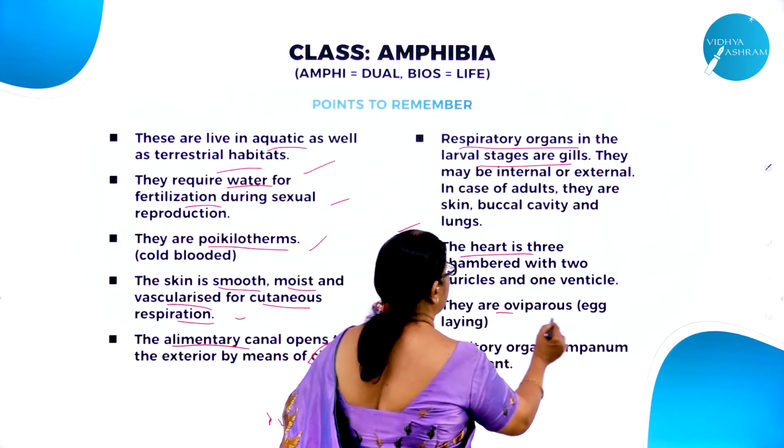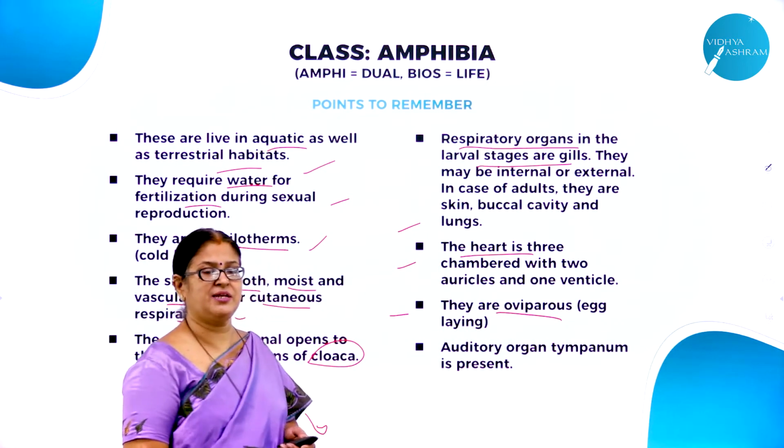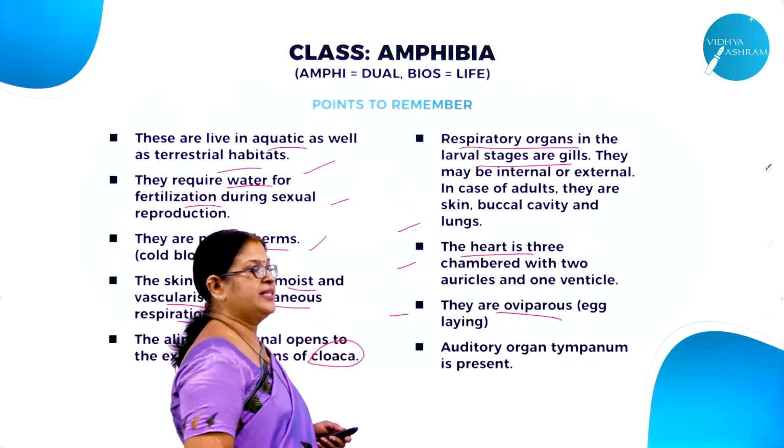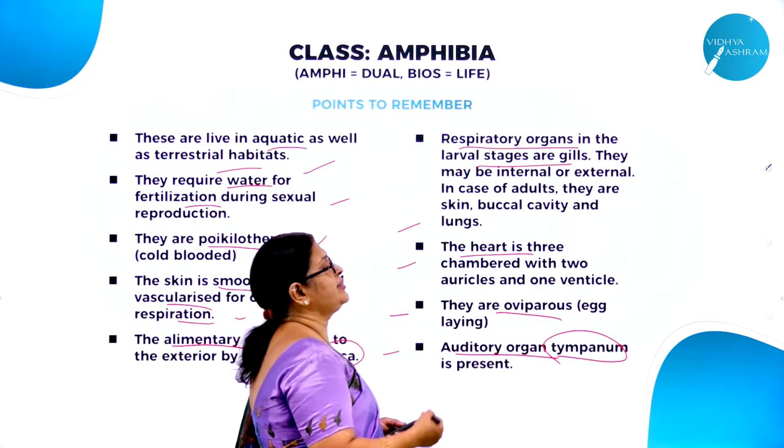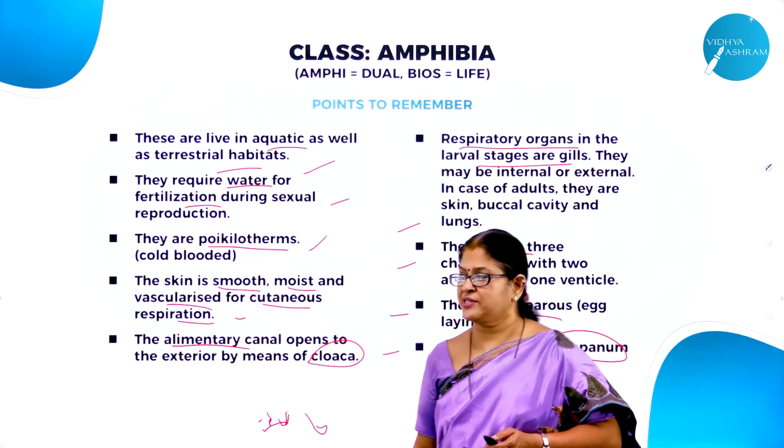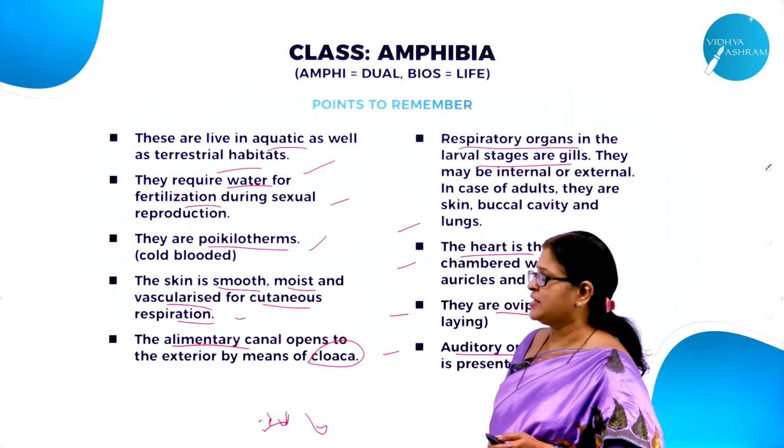And these are oviparous animals. What do you mean by oviparous animals? Egg-laying animals. Then there is the presence of an auditory organ called tympanum. All these are the very important characteristic features of class Amphibia.